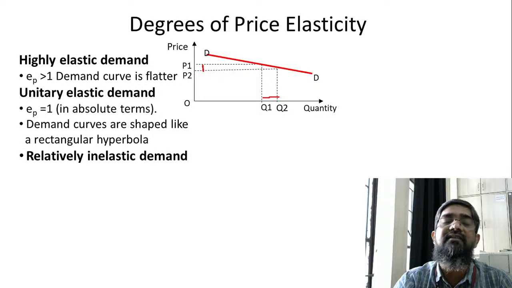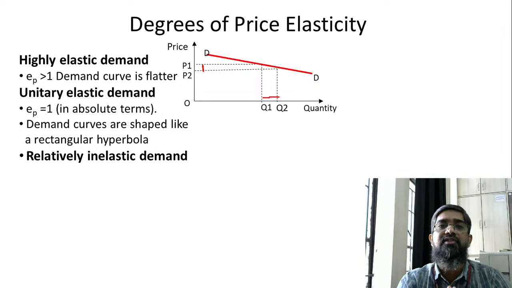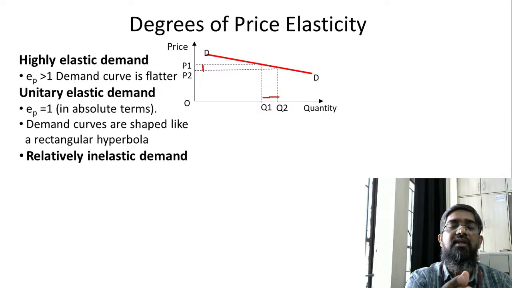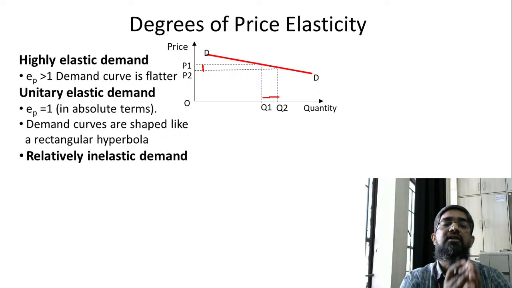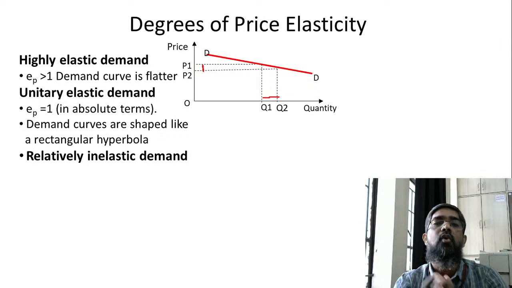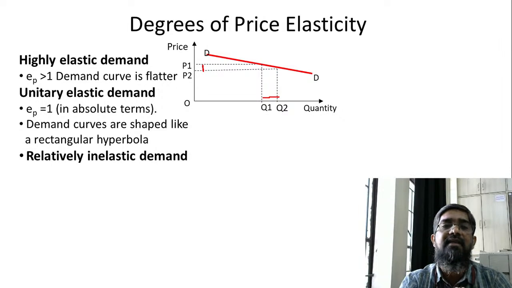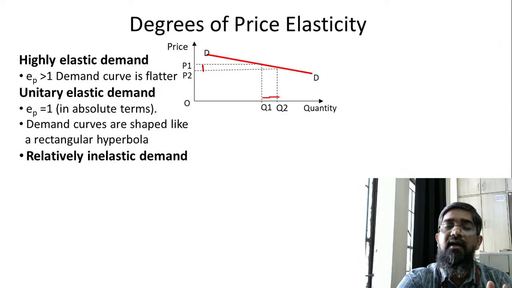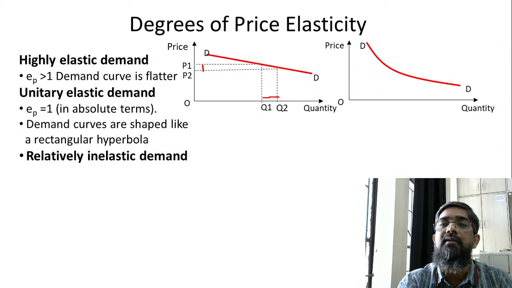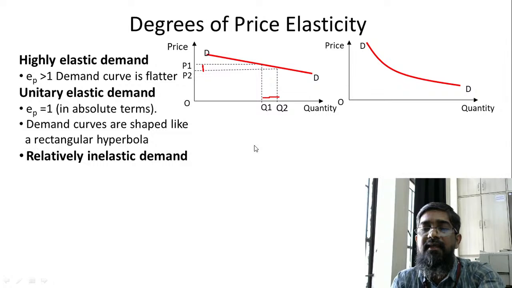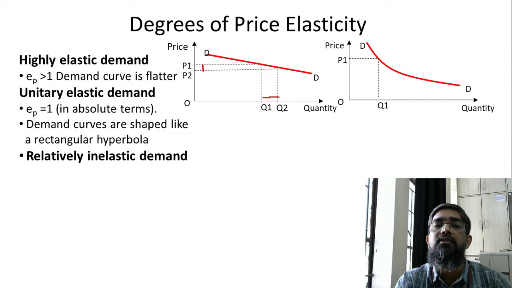Fifth case is unitary elastic. That means equal change. You changed the price by 10%, and the quantity demanded is also changing by 10%. Equal change in price as well as quantity demanded, and in this case your demand curve is a rectangular hyperbola like this. Your demand curve will be like this. You see here the second one, it will be a rectangular hyperbola. Okay, and in this case elasticity is equal to 1.